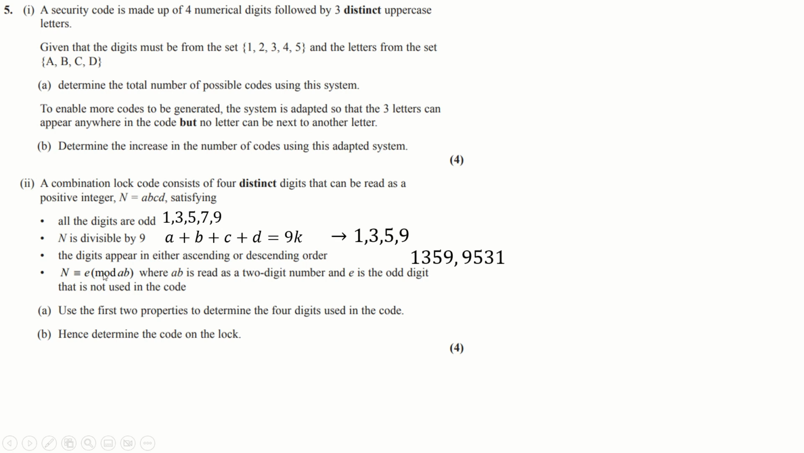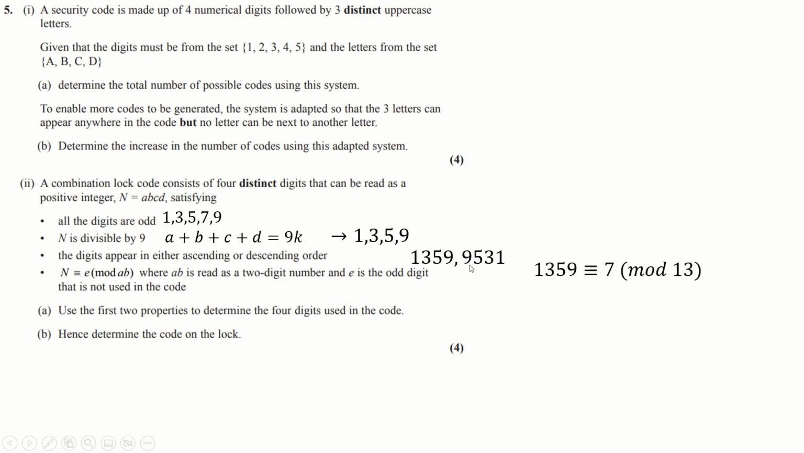The last rule to decide which one of these two things it is, is that n has to be congruent to e, which is the missing digit. In both cases, that's 7. So n has to be congruent to 7 mod AB, where AB isn't a times b, it's just AB as a two-digit number. So in this case, 7 mod 13.